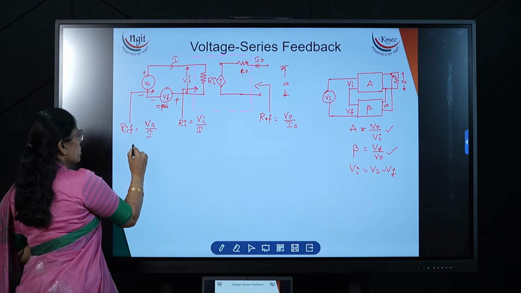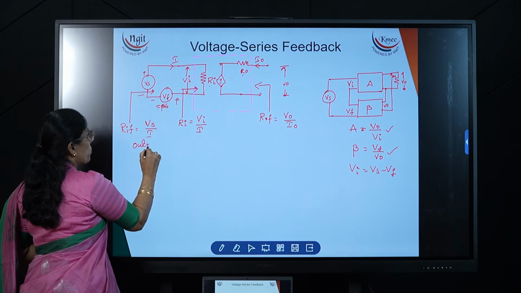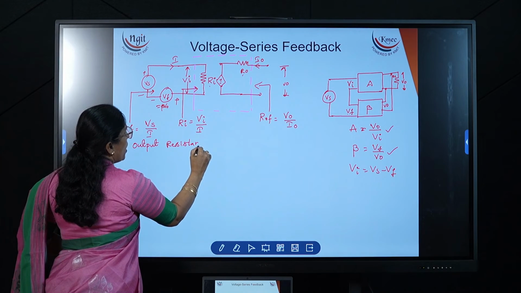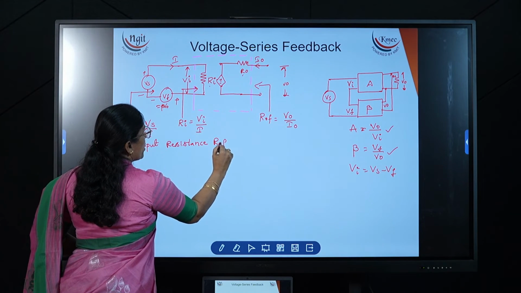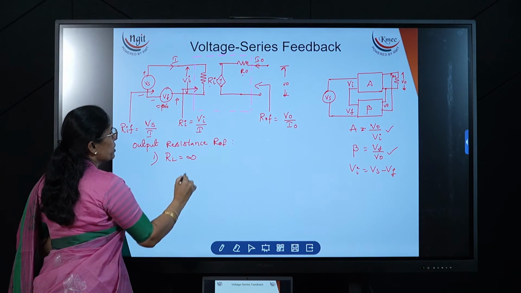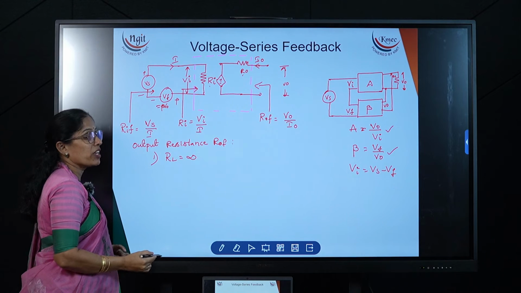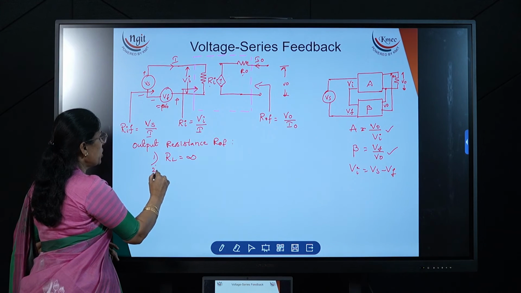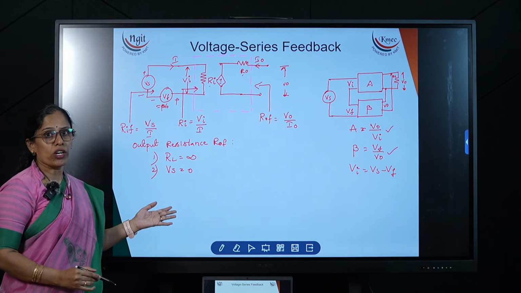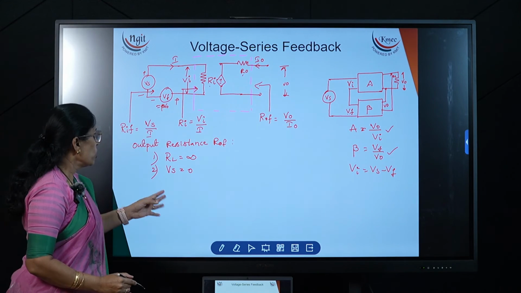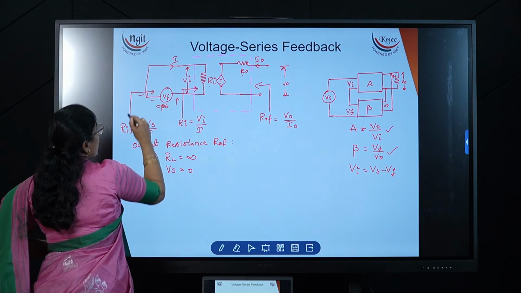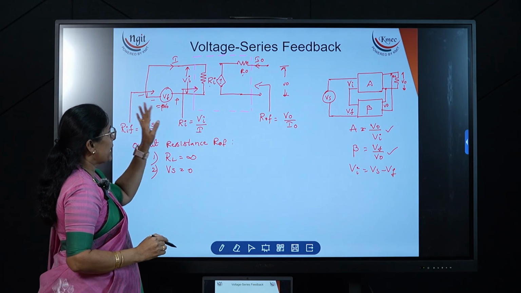So, the conditions to calculate the output resistance R naught F. How to calculate? Condition number 1 is make RL equal to infinite. Means what? Open the output terminals where we are measuring the output resistance. And condition number 2 is make the input supply 0. If it is a voltage source, you short it. If it is a current source, you open it. Now here if I am shorting the input source, then this is the diagram to calculate the output resistance.